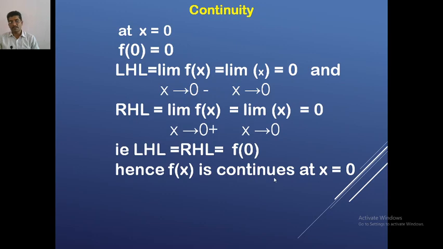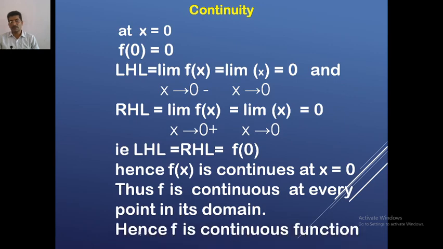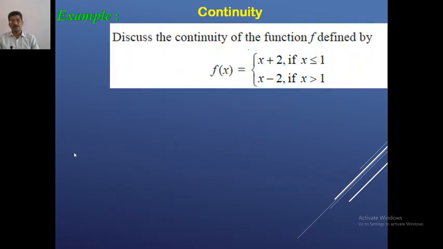Therefore, the function is continuous in D1, in D2, and in D3 also. Therefore, f is continuous at every point in its domain. Our conclusion is that the given function is a continuous function. It's clear? In a similar way, one more example.